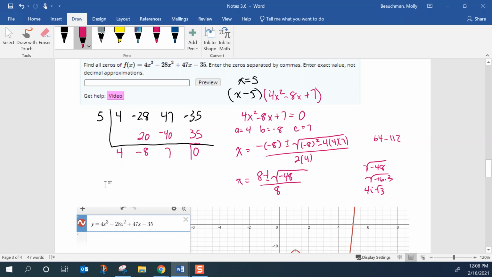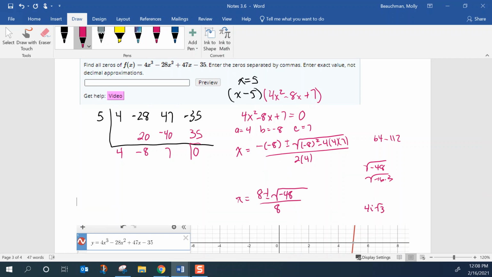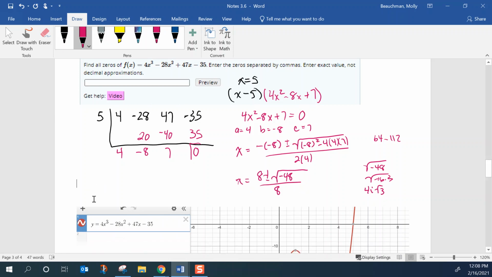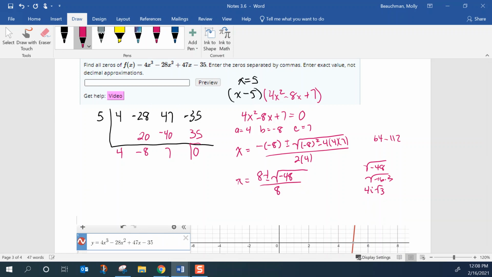So we're on the last step, which is simplifying. Let me scoot this down and get some room. So my last step is I get x is equal to 8 plus or minus 4i times the square root of 3 over 8. Notice each of the terms 8, 4, and 8 are divisible by 4. Factor a 4 out of the numerator and then cancel. So I get 2 plus or minus i square root of 3, over 2.